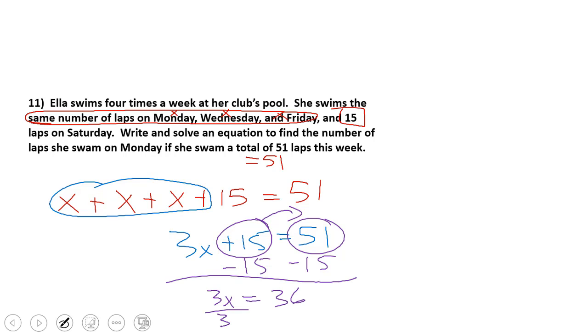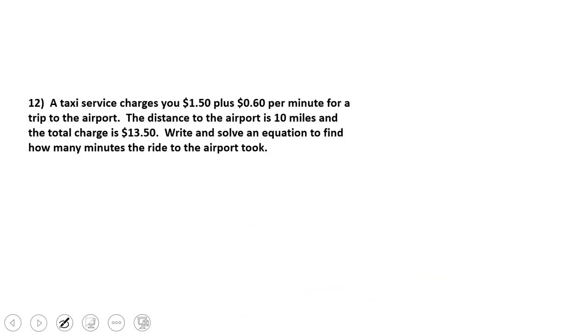And when we divide by 3, our simple equation, we want to isolate and keep it balanced. The inverse is divide by 3. X is equal to 12. So 12 laps each day. 12 laps on Monday, 12 laps on Wednesday, 12 laps on Friday. Ladies and gentlemen, go ahead and pause the video, write that down, and join me for our last example of the night. A taxi service, number 12.